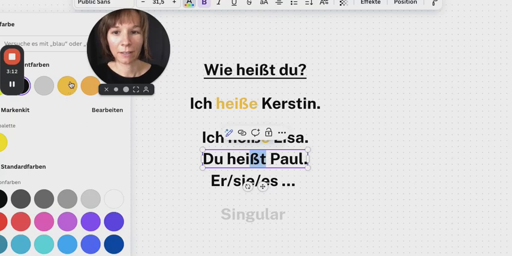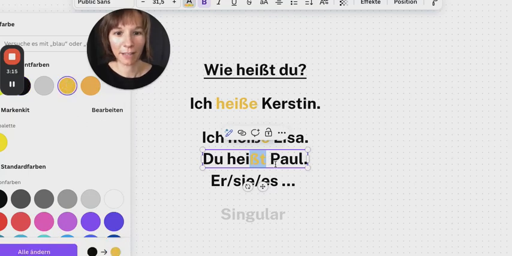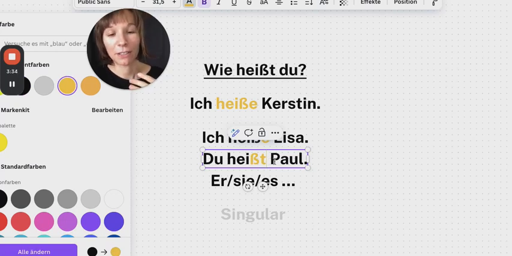Then we need a different ending. This is the ending ST. So what you can see here is a special form of S. There are different kinds of S in German, and you need to learn which one to use because it doesn't just not matter. It actually matters. So here we need this kind of S. Okay? So du heißt Paul. So with du, which translates to you, the singular form, then we need ST at the end of the verb.